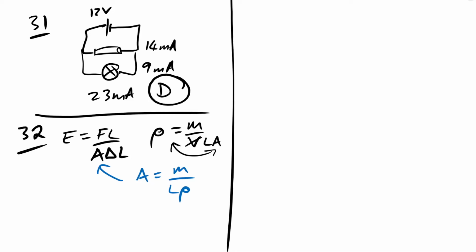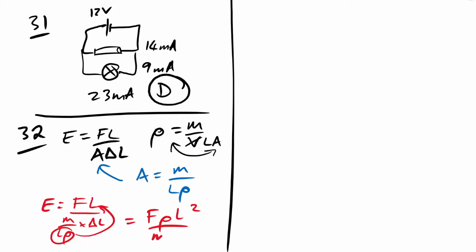Popping this in here, we end up with Young modulus is equal to FL over M over L rho times delta L. This ends up being on top. And so we end up with F rho L squared over M delta L. Please be one of the answers. Yeah, that looks like it's going to be A to me. So in that case, it was just writing down what density was and looking for what was missing in the final equations. What did we have to replace?